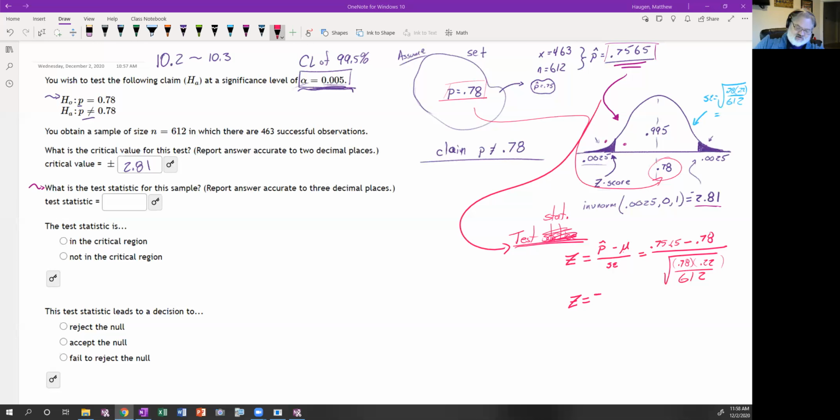Anybody got a value for that? I know that's a lot to type in. That's why I often find the standard error separately. But then you've got to carry a lot of decimals. Frankly, the best thing to do is find your standard error and store it in the calculator, and then call it. So you're getting a lot of decimals.